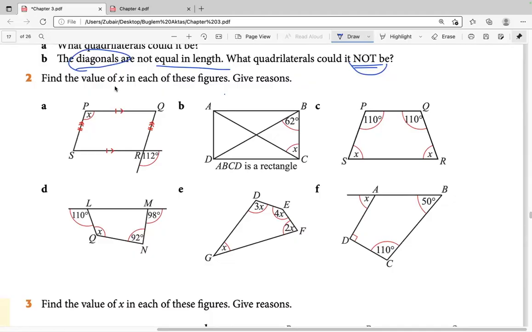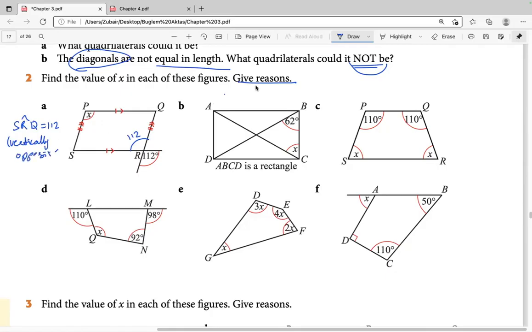Question number 2 says find the value of x in each of these figures and give reasons. Now, so far we've been doing it, and the examiner was not asking for the reasons or the names. So if I try this, this is 112. When I write that SRQ is equal to 112, I'll be giving reasons as well. This is vertically opposite.